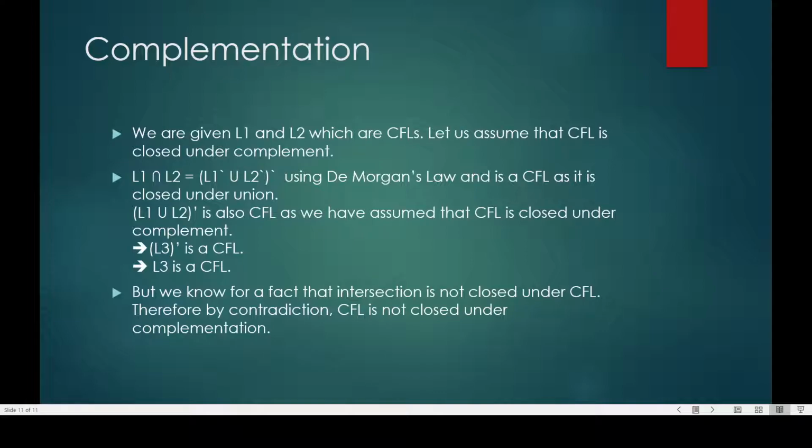So now we see here that a contradiction arises, that L1 intersection L2, which is L3, is coming out to be a CFL. However, we already know that L1 intersection L2 is not a CFL because CFLs are not closed under intersection. So by contradiction, we can say that CFL is not closed under complementation.